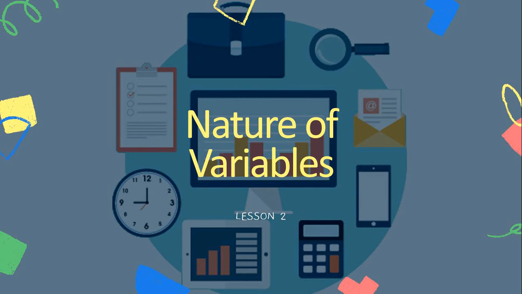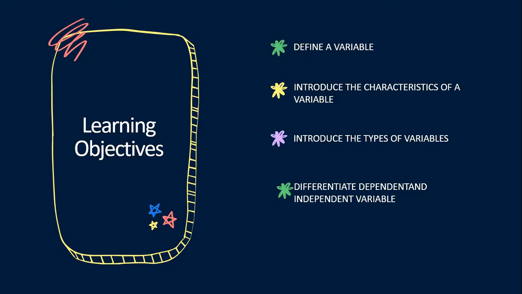Now, let's define it first. But before anything else, these are the learning objectives. Define a variable, introduce the characteristics of a variable, introduce the types of variables, and differentiate dependent and independent variable.